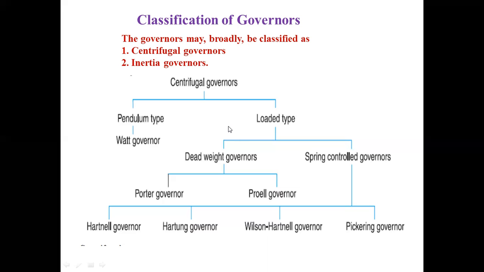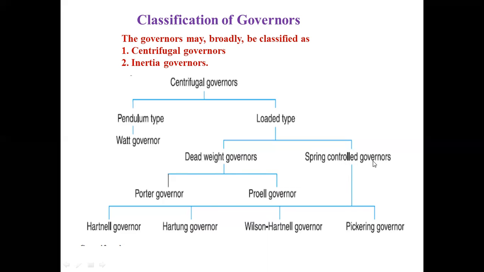Next, come to the classification of centrifugal governors. Mainly we have the pendulum type as well as the loaded type. In the pendulum type, we have the Watt governor. In the loaded type, once again, we have dead weight governors and spring controlled governors. In dead weight governors, the entire operation is controlled by dead weights, and here the entire governor is controlled by the springs. In dead weight governors, we have two types, Porter governor and Proell governor.